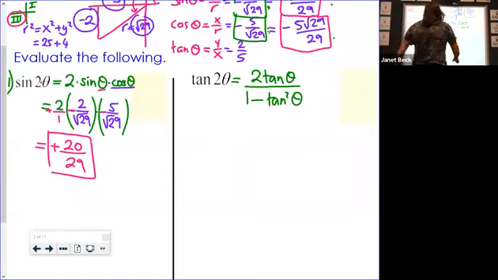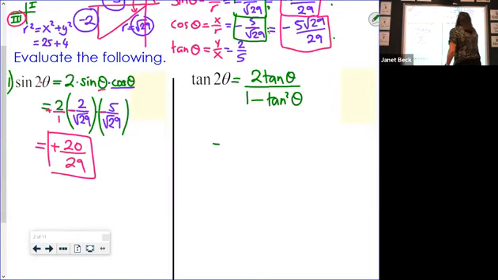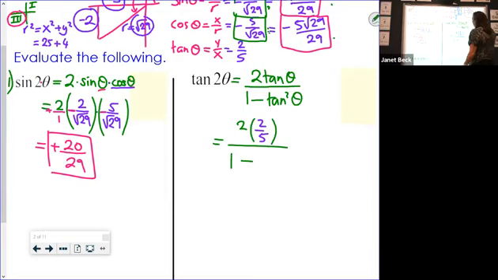So with this, we're going to have a fraction, and in the numerator we've got 2 times the tangent, which is 2 over 5, and then we've got 1 minus the tangent squared. I'm just going to square that straight off. 2 over 5 squared is 4 over 25. So let's clean this up. In the numerator, that should be written as a fraction. So we multiply across the tops, 4 over 5.